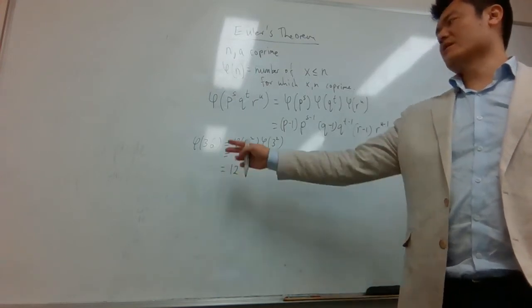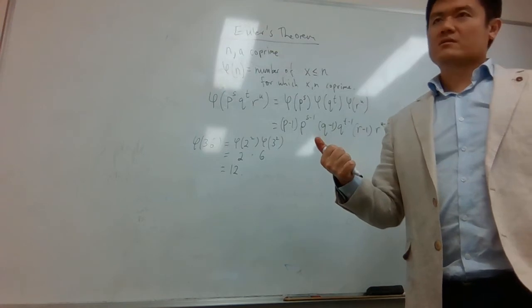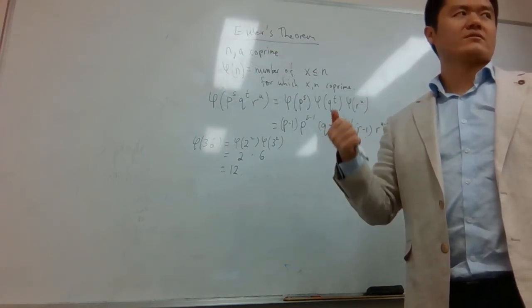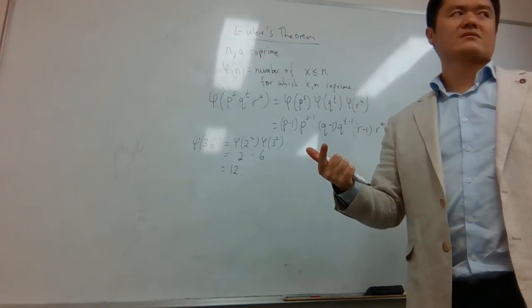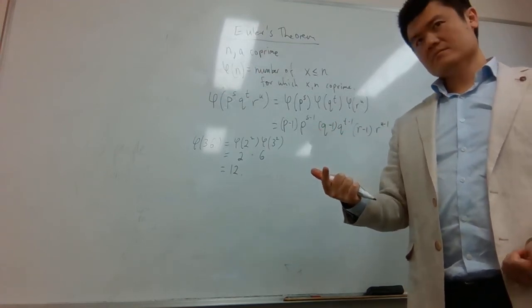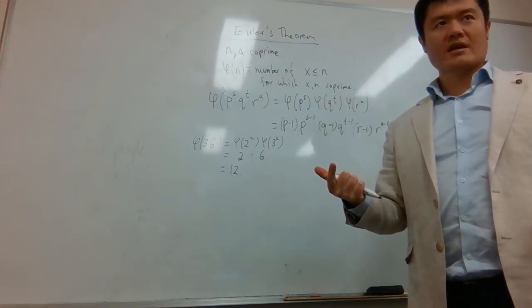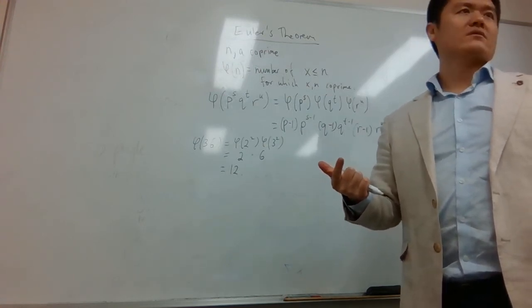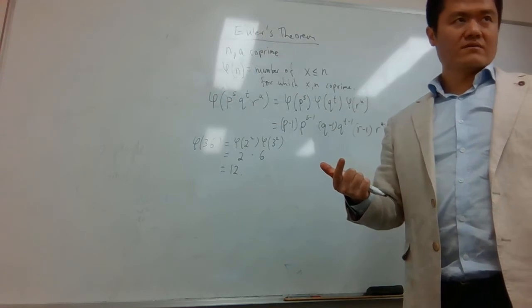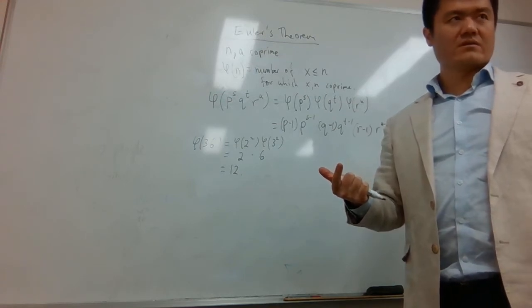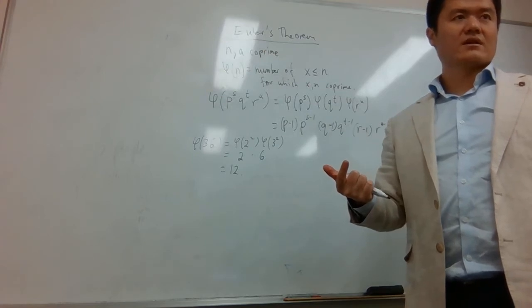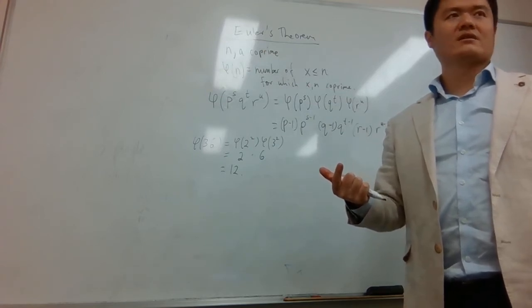Or you can start counting. 2 and 3 are not co-prime, 4 is not co-prime, so 5 is next. 6 is not co-prime, 7. 9, 10 no, 11. 12 no, 13. 14 no, 15 no, 16 no, 17. 18 no, 19.